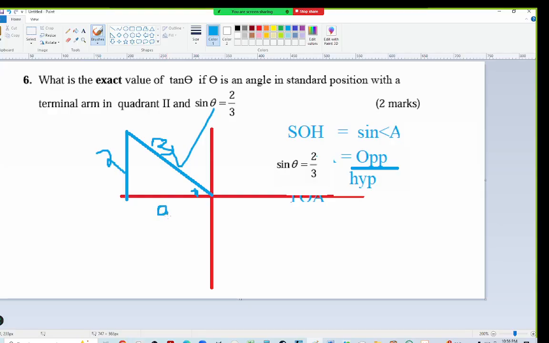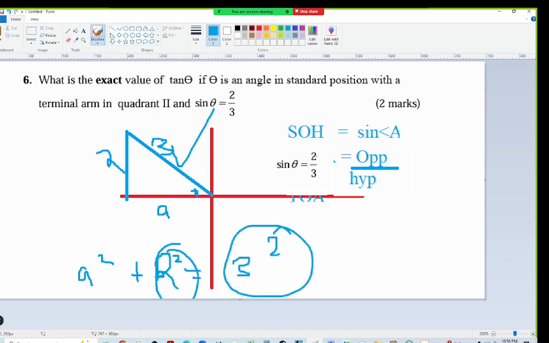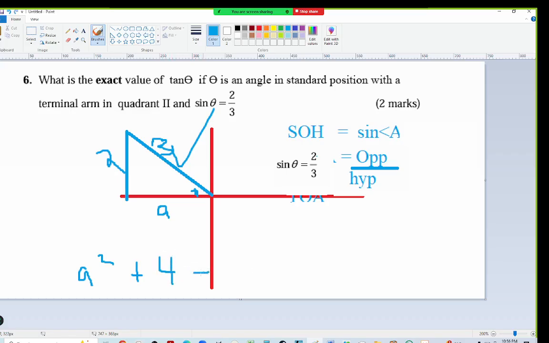That side, which is adjacent. We do know a squared plus b squared is equal to the hypotenuse squared. We know the hypotenuse is 3. We know b is 2. So 3 squared is 9. 2 squared is 4. So we know a squared plus 4 is equal to 9. Help me solve. a squared is 9 minus 4, so a squared is equal to 5. Then square root. So that means a must be the square root of 5.